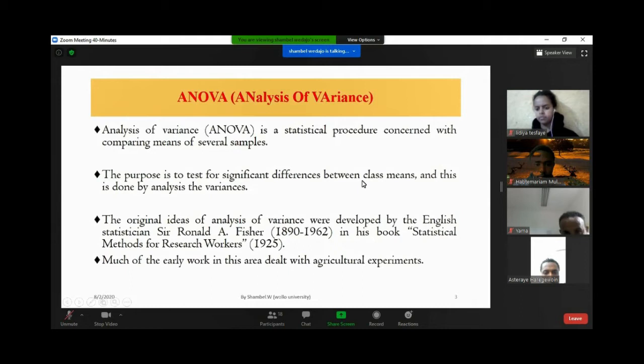This ANOVA test was most of the time used in experiments in agriculture, but nowadays we use ANOVA in health science as well: medicine, nursing, information, environmental health, as well as public health and laboratory. We use ANOVA as one means of justifying a variation across sample means.